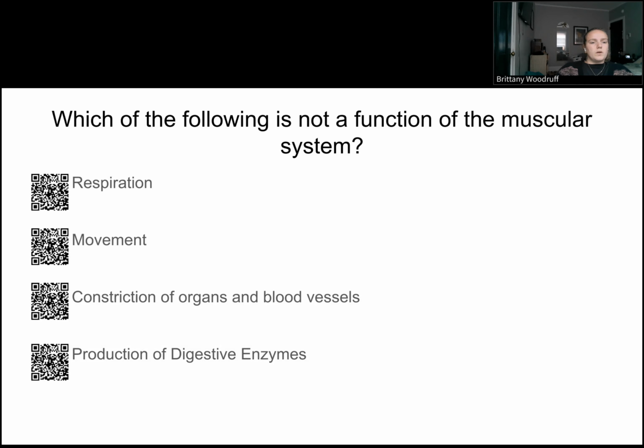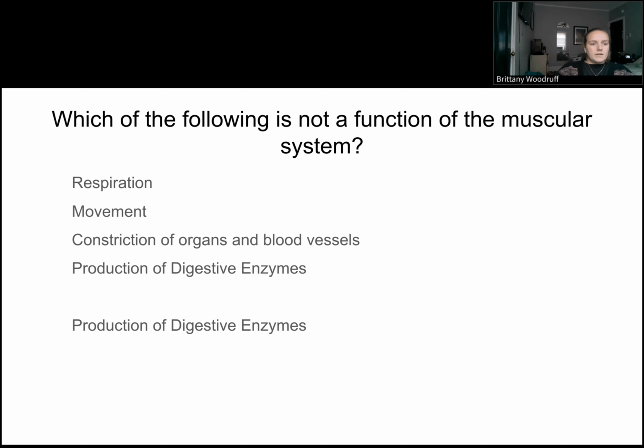Yeah. So not a function of the skeletal system: production of digestive enzymes. That is going to be a function of your endocrine system as well as your digestive system. Both of those.